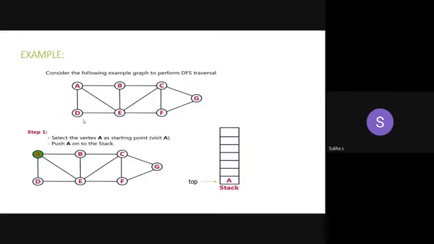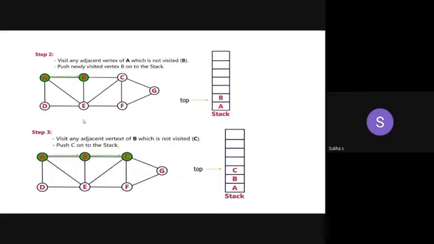But here you are going to take any one vertex, any one adjacent vertex. There is no condition to choose only B or only that left side like that. So now look at the second step. Visit any adjacent vertex of A which is not visited.